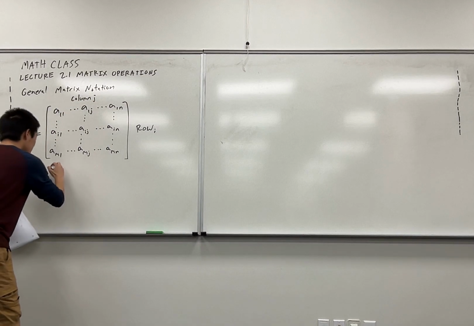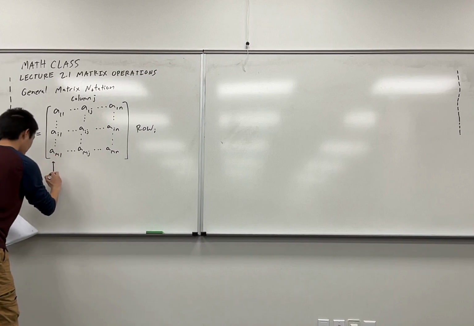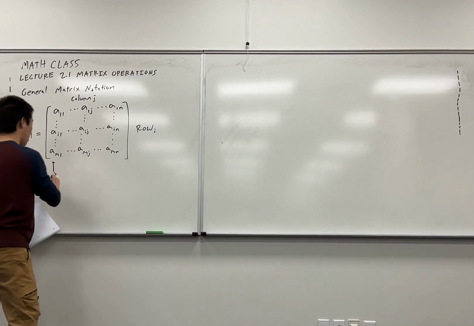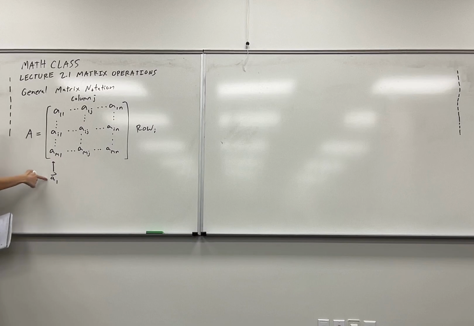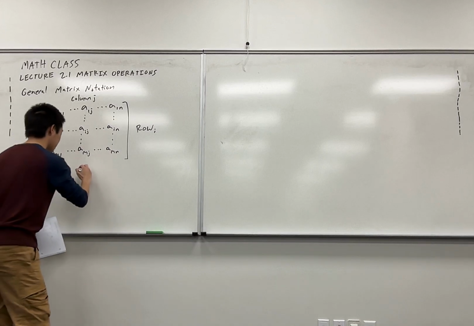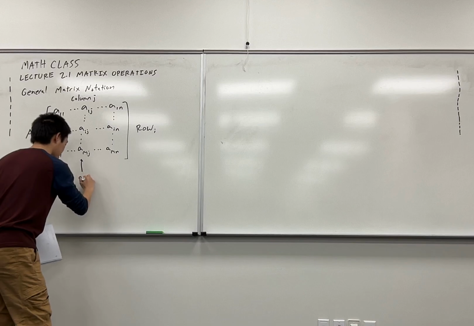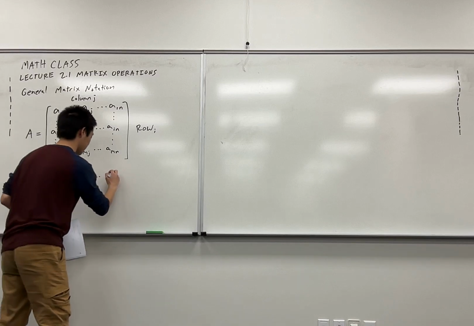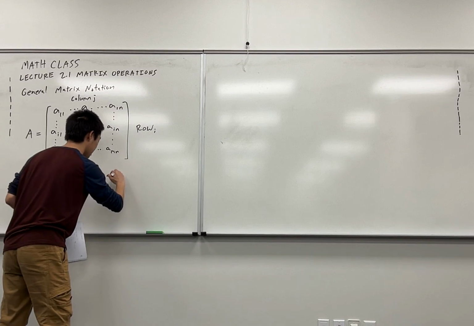And now, if we want to relate this to what we've been doing before, you could think of this entire stack in the first column as the entries of just the column vector a1, and so on. This would be the jth column vector, and so on, until we get to the last column, the nth column.